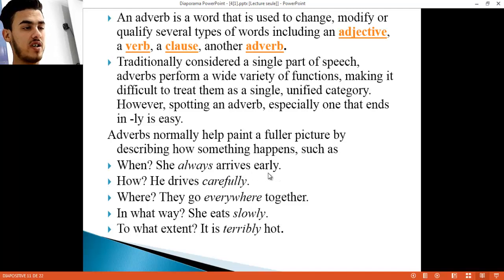The adverb early here indicates the time she arrives. We have also how he drives. He drives carefully. Carefully is the adverb, and describes the manner. Where? The place. They go everywhere together. The adverb everywhere expresses the place. In what way? She eats slowly. So the way she eats is slowly, and here the adverb is slowly. To what extent or to what reason? It is terribly hot. So here the adverb terribly expresses the extent.